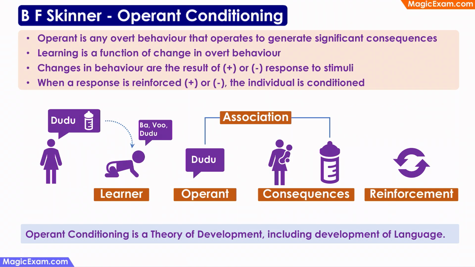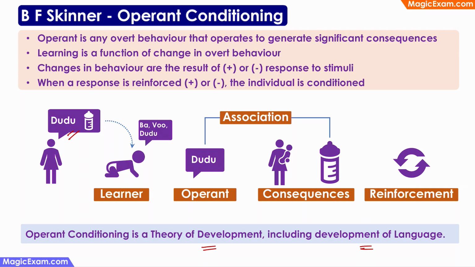Next, let us look at B.F. Skinner's operant conditioning theory. So this operant conditioning theory is actually a theory of development which includes the development of languages as well. This is a fairly simple theory which I can explain using an example. There is a mother who feeds her child every day, and every time she is feeding her child, she says things like "Duddu piyega, mera bete ko duddu chahiye, duddu piyega." So she keeps repeating this word duddu in her normal talk.